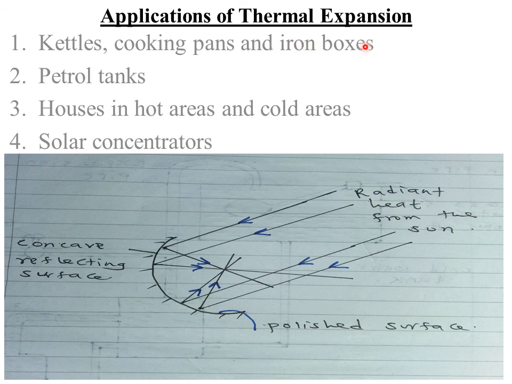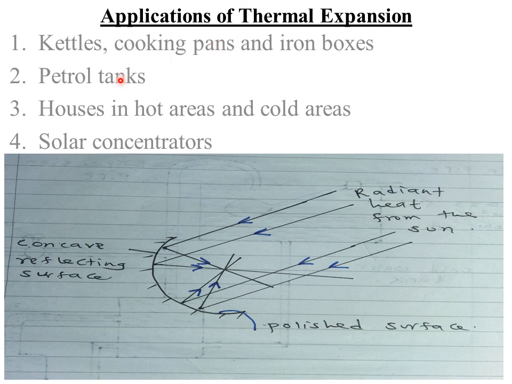Then also iron boxes, their layers have shiny surfaces to prevent heat loss through radiation. So you can be asked to explain why kettles, cooking pans and iron boxes are made of silvery materials, or why they are polished. They have polished surfaces. So this is to prevent heat loss through radiation.